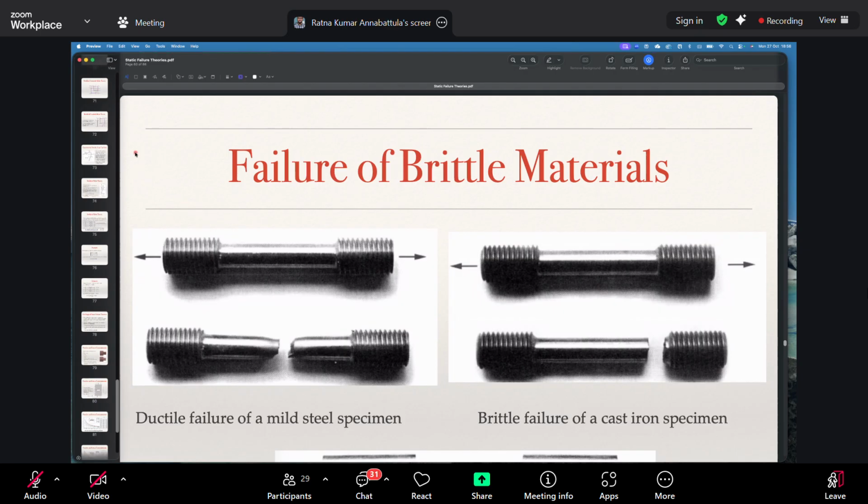Any problem assignments you will give, sir, for our practice? I will give you one more assignment by tomorrow evening, so that you can practice the static failure theories. Right, sir. Thank you very much.